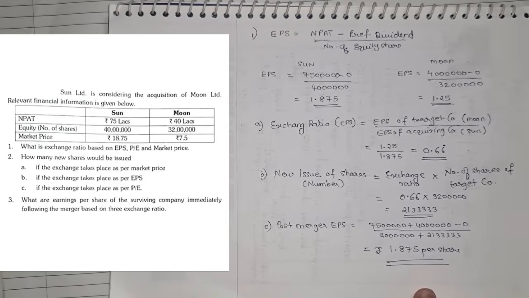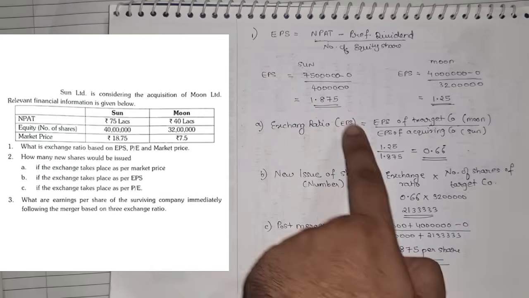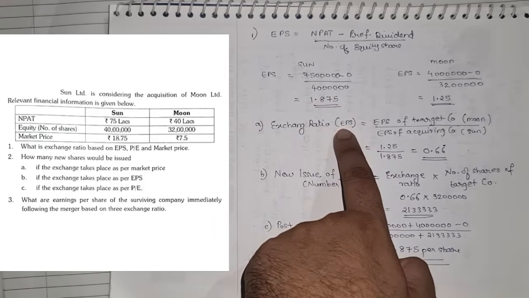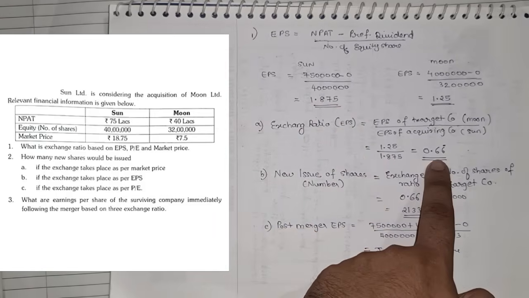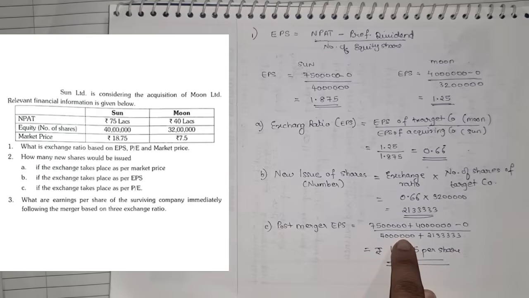Okay, so this is how you'll have to solve. Basically, when they tell you to find the exchange ratio, find the new number of shares, find the new EPS as per EPS method, taking EPS into consideration. So we first found the old EPS, we used that EPS to get the exchange ratio, we used it to find the number of new shares, and then we used it in our final formula, that is the EPS formula, with the new values, and got the new post merger EPS. Okay, now this was as per EPS.